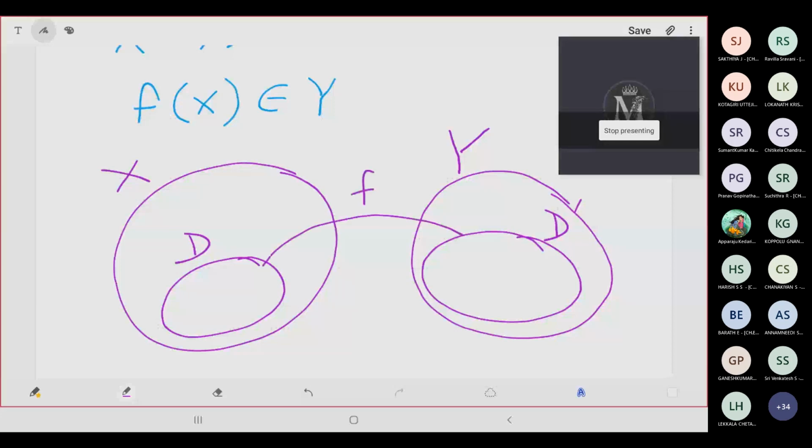You can see that you have a set capital X, and D is a subset of capital X, and D is a subset of capital D.